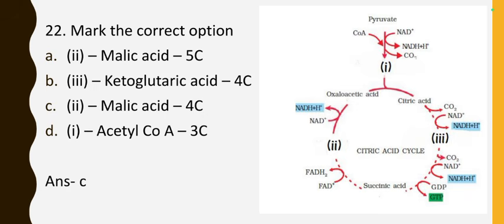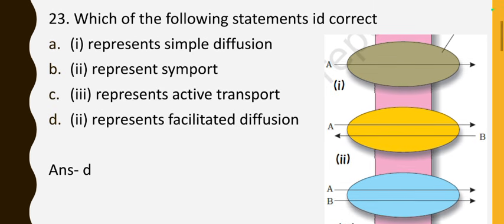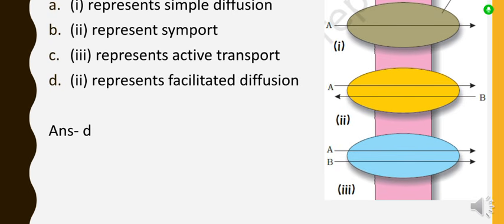The correct option is malic acid with 4 carbon atoms. So second number is malic acid with 4 carbon atoms. Which of the following statement is correct? The correct statement is, second represents facilitated diffusion. Among the three, the correct one is option D, that second one represents facilitated diffusion.